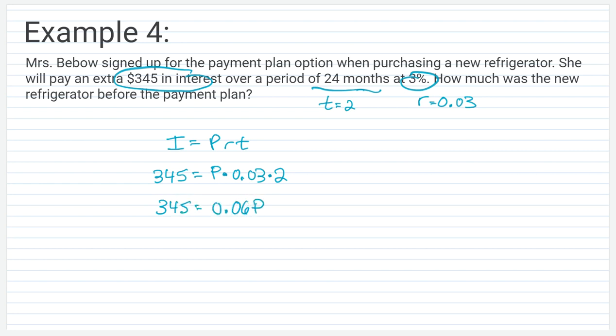And then now it's just a one-step equation that we need to solve. So P is being multiplied by 600ths. To undo that, we're going to divide both sides by 600ths. And then 345 divided by the 600ths is going to tell me that my refrigerator before this payment plan was $5,750. And that would be my final answer.